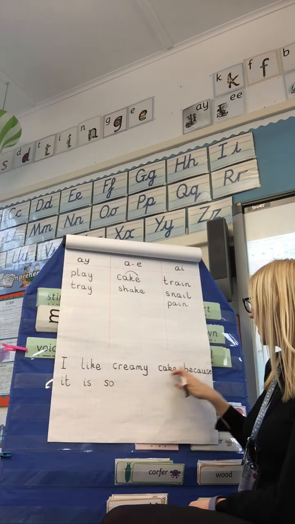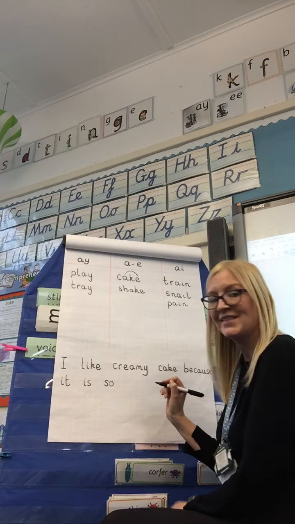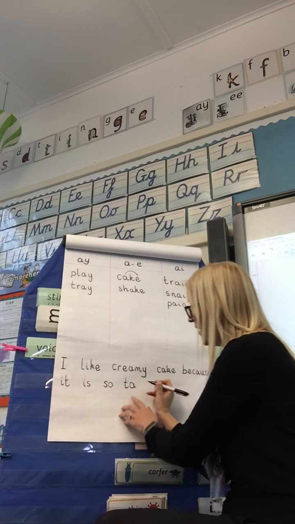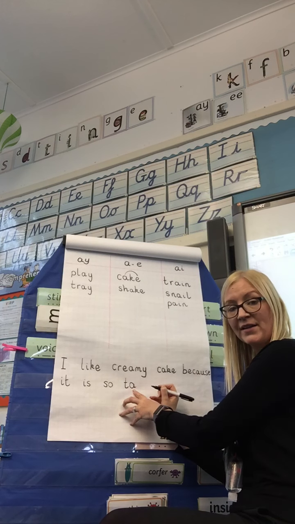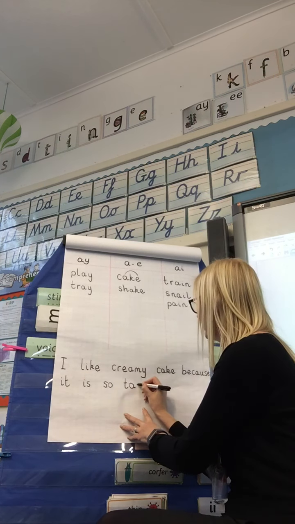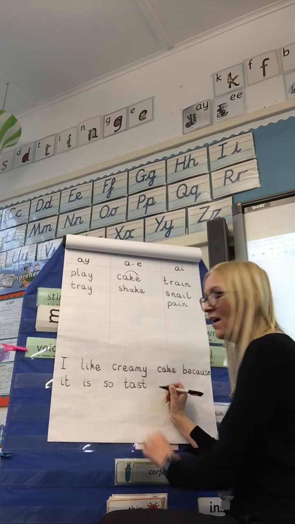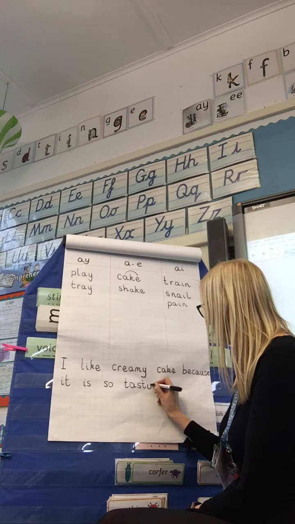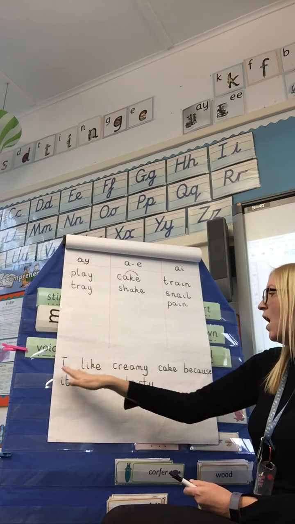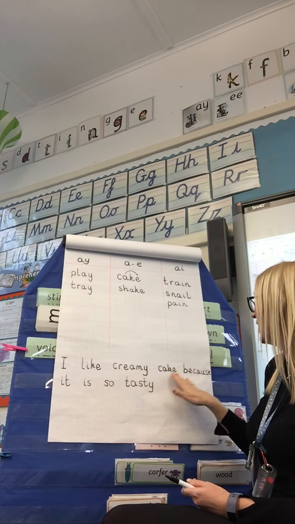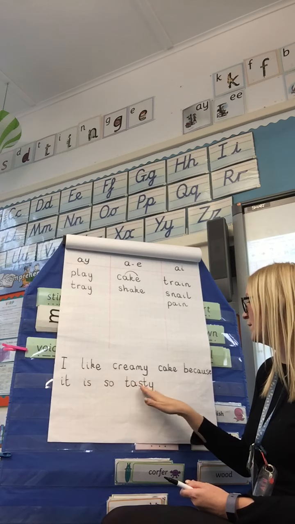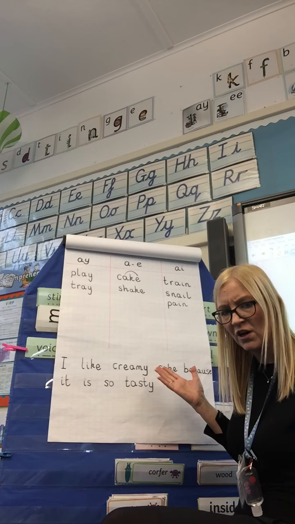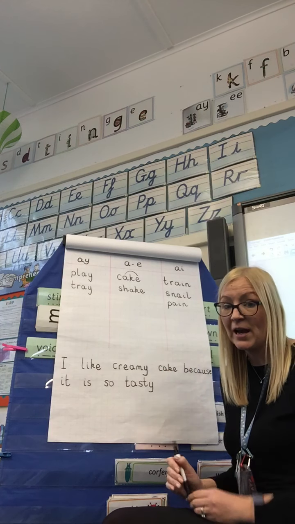I like creamy cake because it is so tasty. Now it's not A, may I play? We're just using the at sound to represent the A. And then guess what? That E sound on the end of the word again. You've guessed it, it's the Y sound. So, I like creamy cake because it is so tasty. I've finished my sentence, haven't I? I could hear you shouting from home.